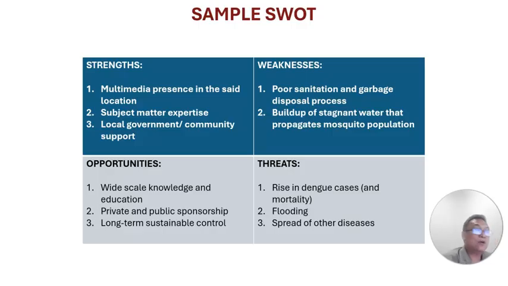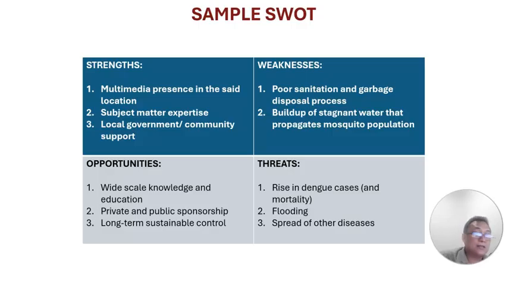As you can see, on strengths, there's always a strong probability that there will be a good multimedia presence in the said location. There would be subject matter expertise in the locality, and of course, local government and community support. On the weaknesses side, poor sanitation and garbage disposal process is one thing that can be exposed as a weakness. The buildup of stagnant water that propagates the mosquito population is one weakness as well.